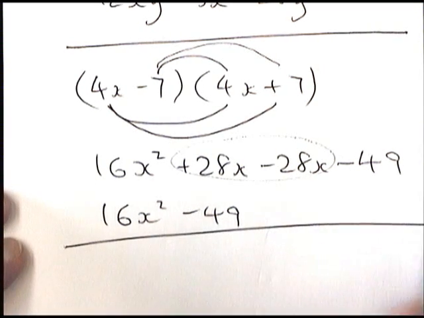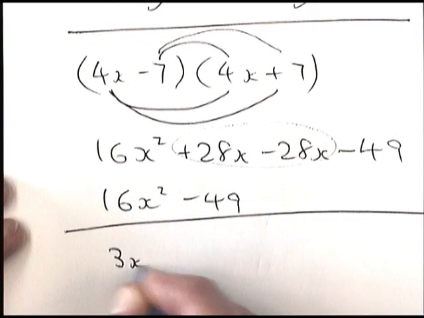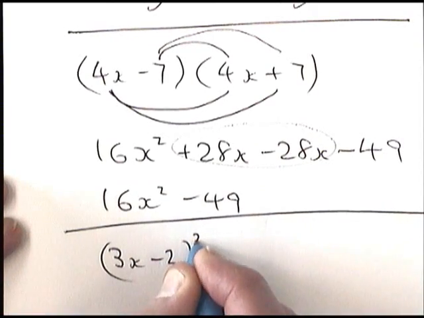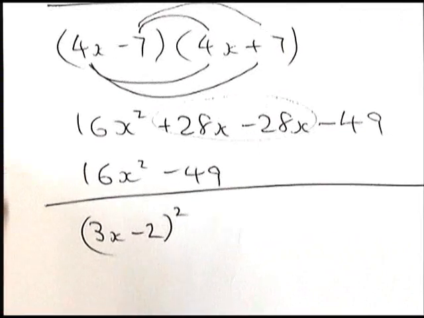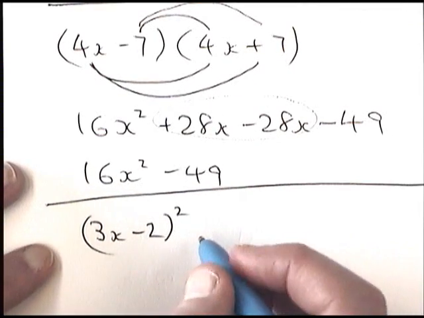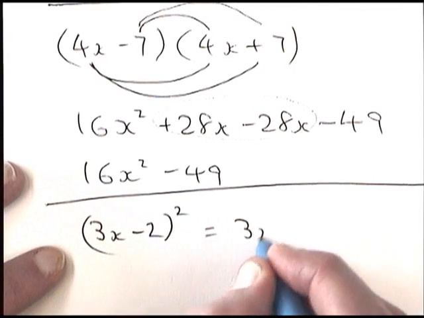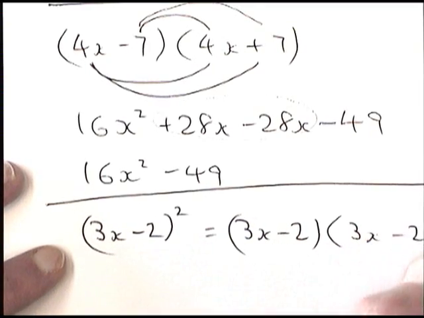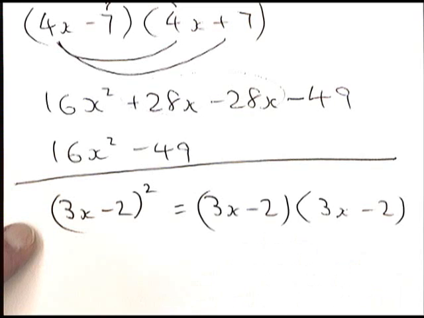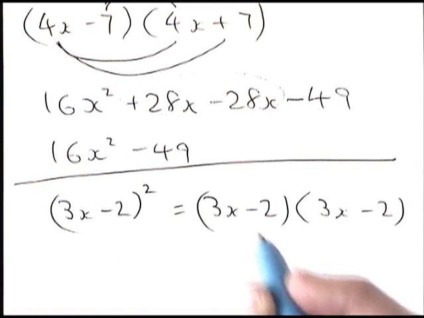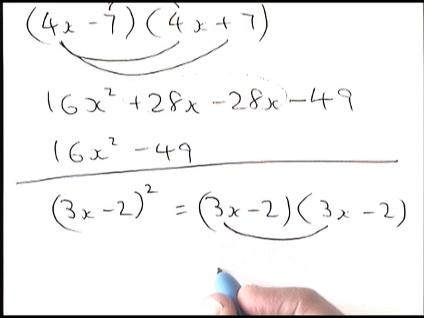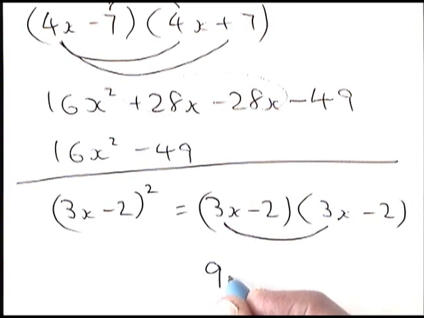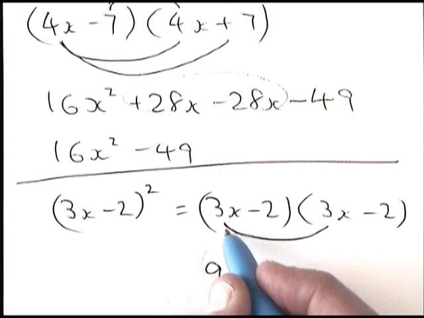You also need to be aware that if you see something like 3x minus 2 with a squared sign there, the square sign means you multiply it by itself. So that just means the 3x minus 2 is multiplied by itself. So it means this, 3x minus 2 times 3x minus 2. Just what we've been doing. So if we multiply this out, 3x times by the 3x, 3 3s are 9, and x times x is x squared, so we get 9x squared.